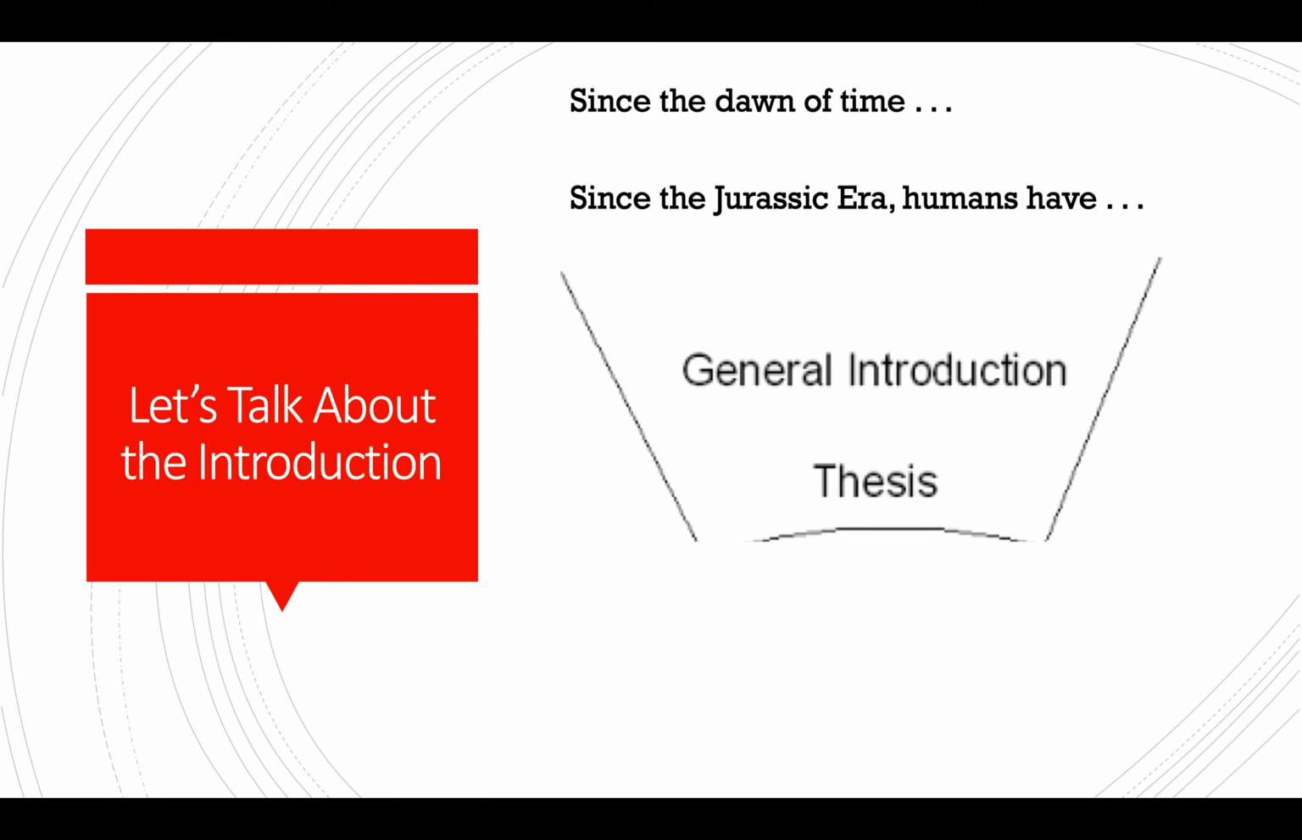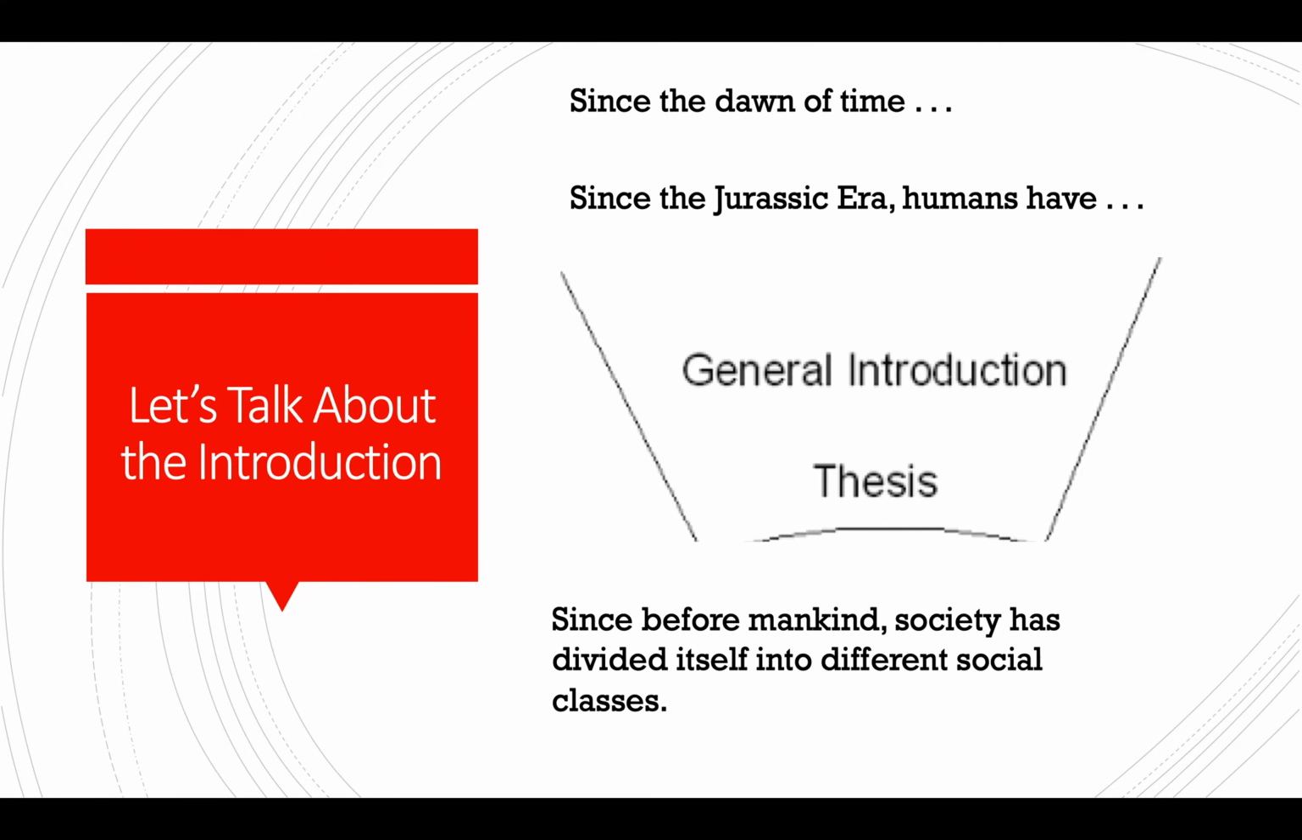Another student, and this confused me even more, said, since before mankind, society has divided itself into different social classes. Let's think about that. Since before we existed, we did something. I really had to think about that. And finally, what I wrote in the margins was, with a time machine?